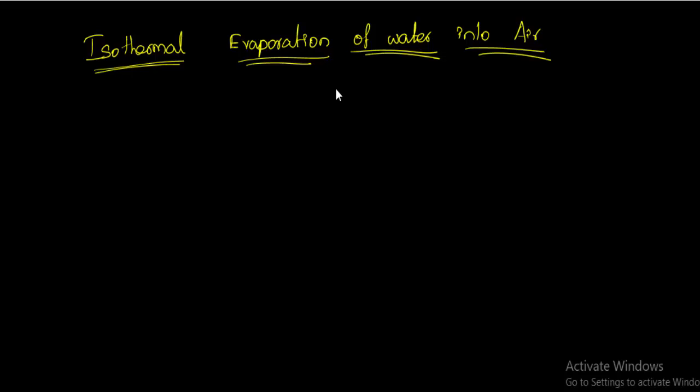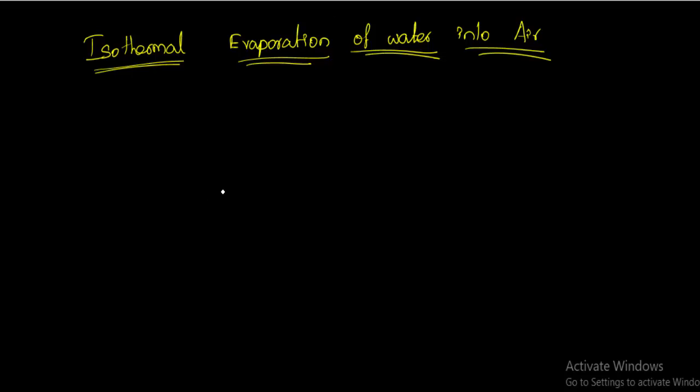So first thing, what is isothermal evaporation? If I keep water or coffee in a cup, as time goes on, the water in the cup will reduce because the water is evaporated into the air because of the temperature difference and concentration difference. So that is called isothermal evaporation.